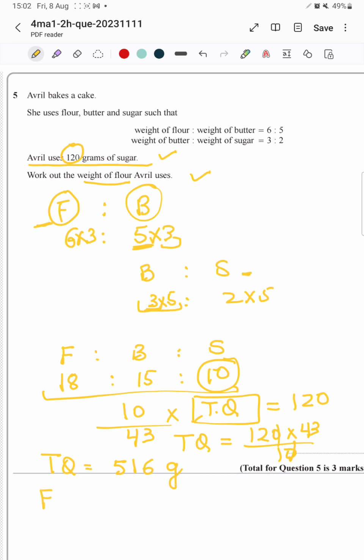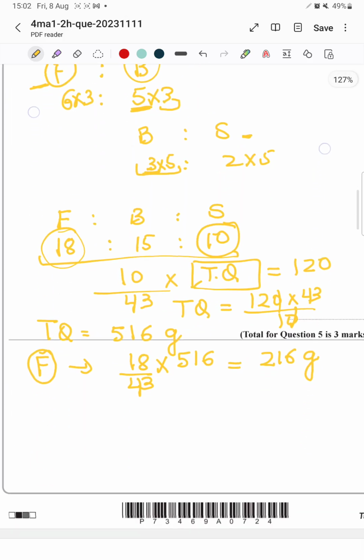Now we have to find the weight of the flour. So how much is the ratio? It's given 18 parts. So 18 out of 43, that is the flour, and we have to find out of the whole quantity how much is the flour. So this is going to be 216 grams.